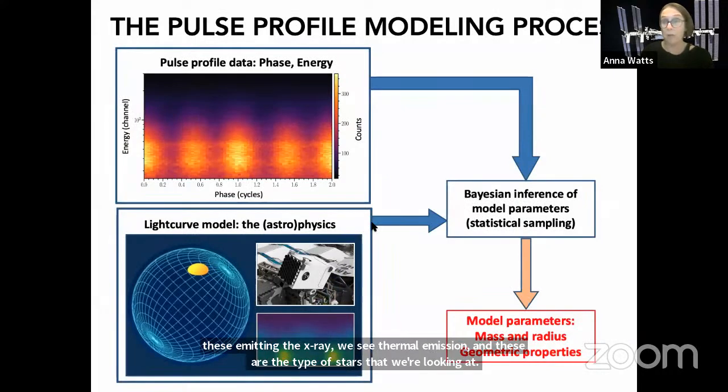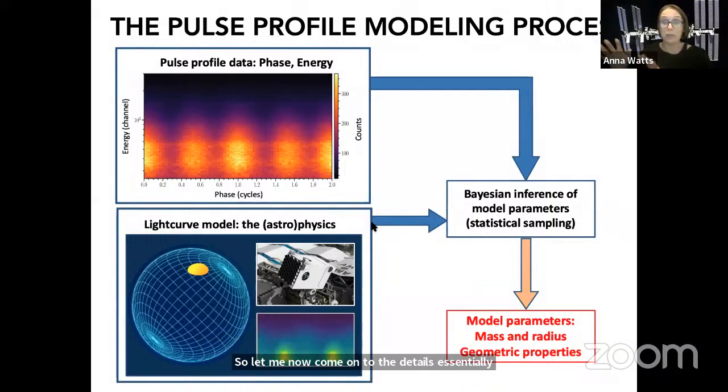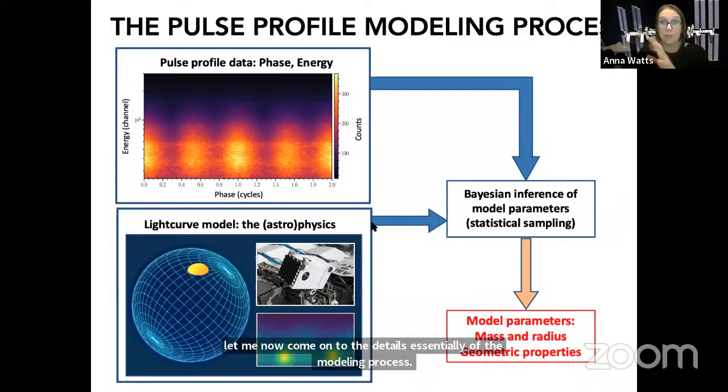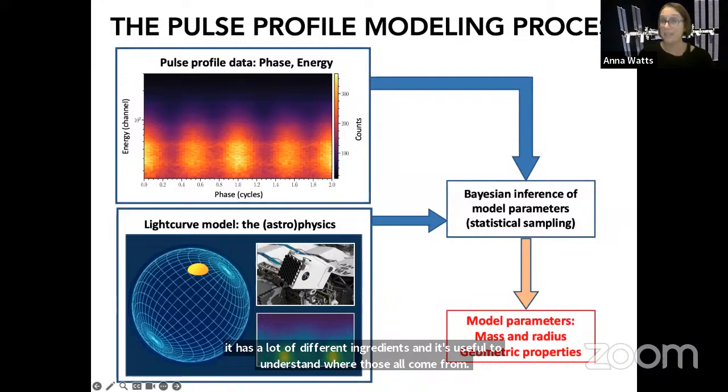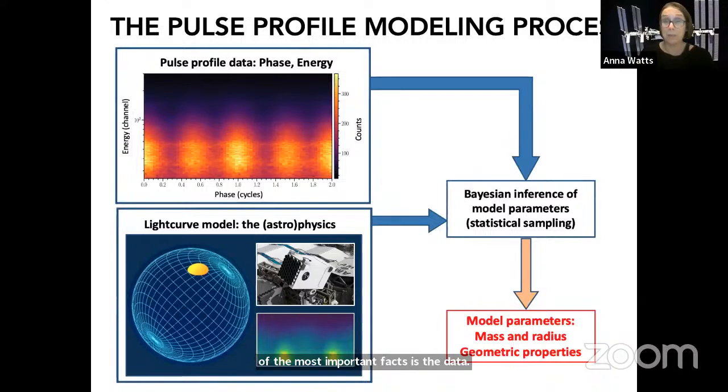So let me now come on to the details, essentially, of the modeling process, because it has a lot of different ingredients, and it's useful to understand where those all come from. So the first thing that we have, basically, I guess one of the most important facts is the data. NICER is specifically designed to permit this kind of modeling. And so what we have is incredibly good energy resolution and incredibly good time resolution.